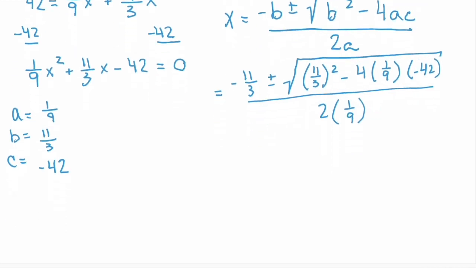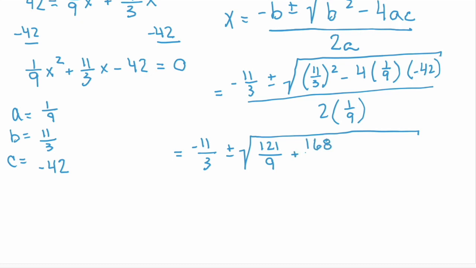Okay, a lot of fractions, so let's just take it slowly. We have negative 11/3. First, we need to square 11/3. 11 squared is 121, and 3 squared is 9. Now we need to do negative 4 times negative 42. Well, that's 168. And then times 1/9 gives us 168 over 9. And this is over 2/9.